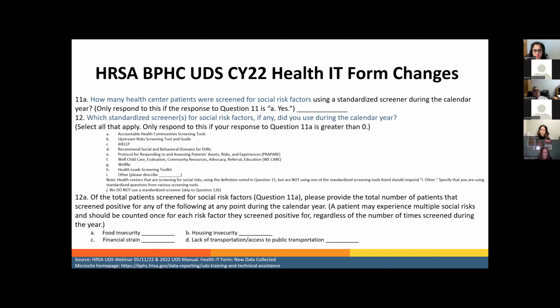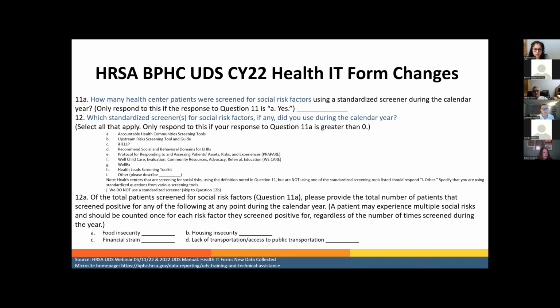Quite a few questions were removed this year for calendar year 2022. But these questions that you see up on the screen, we just wanted to call your attention to. I believe you did have to report on these in some fashion last year. But as you can see, how many health center patients were screened for social risk factors, which standardized screener for social risk factors, if any, did you use? And then of the patients that you did screen, what's the count based on food, housing, financial, and transportation?